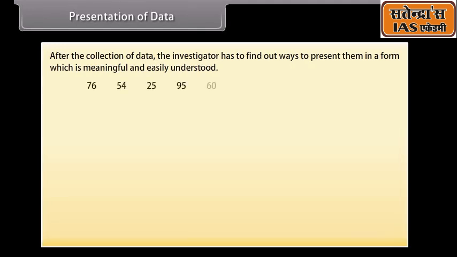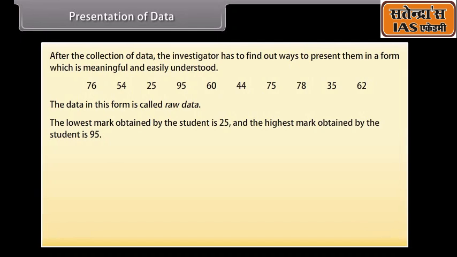Look at these numbers. These numbers are the marks obtained by 10 students in subject science. The data in this form is called raw data. The lowest mark obtained by the student is 25 and the highest mark obtained by the student is 95. If we write these numbers in ascending or descending order, then it would be easy for us to see the highest or the lowest marks.